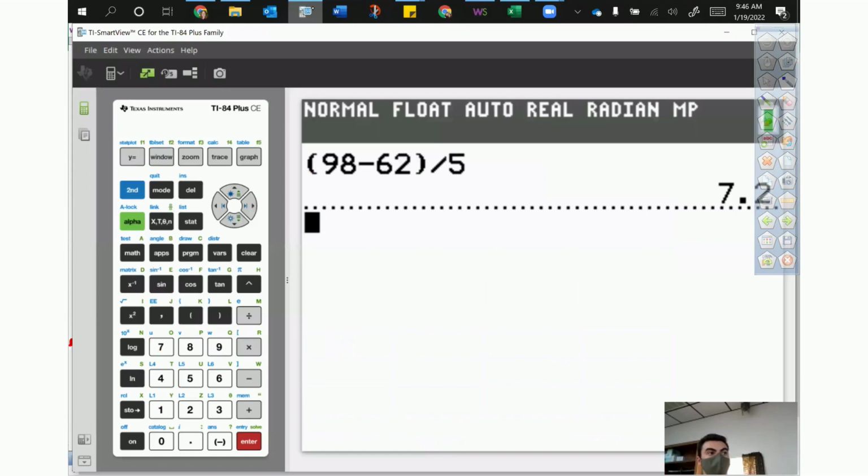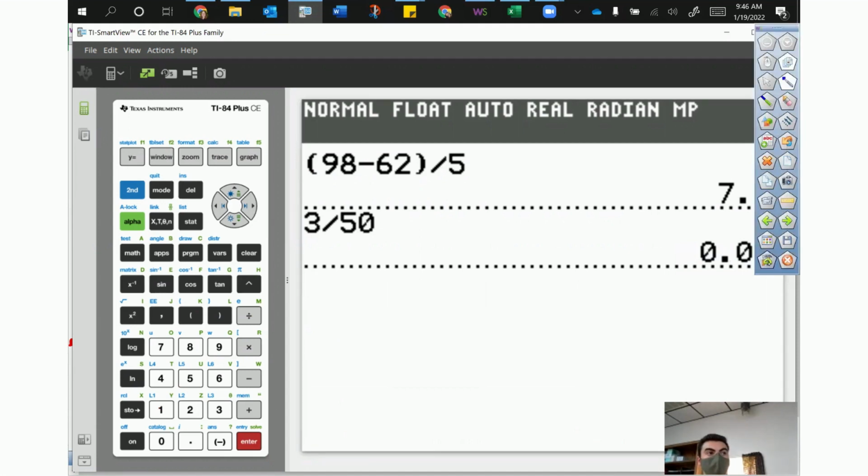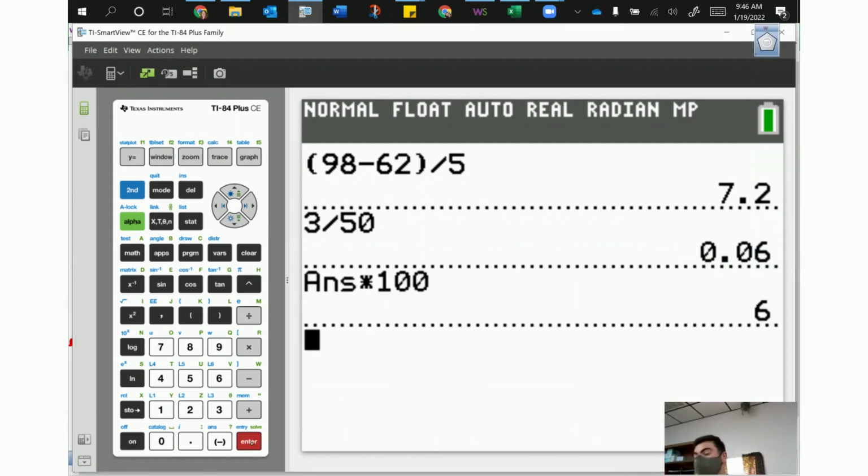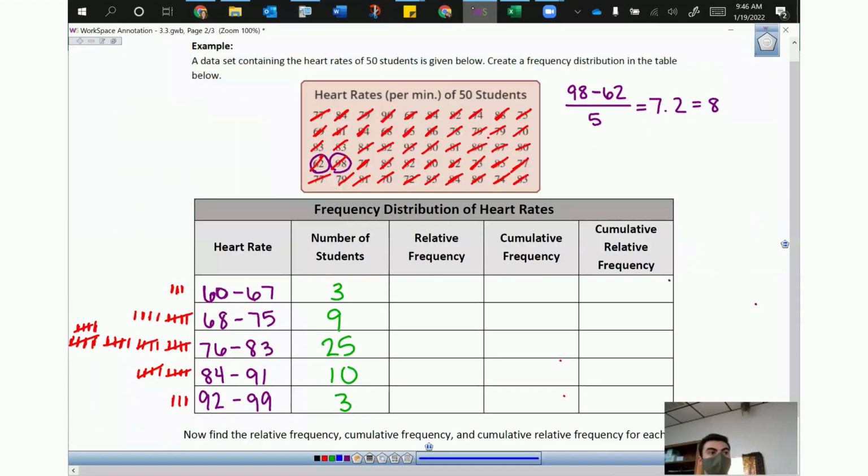So in your calculator, you're going to take 3 divided by 50, and you're going to get 0.06. Now, that's a decimal, not a percentage. If you want to turn it into a percentage, you can either move that decimal place to the right, or if you're not one of those people who can do that in your head, all you need to do is multiply it by 100, and that'll give us 6%. So the relative frequency of my first class is 6%. 6% of my heart rates were in that class.